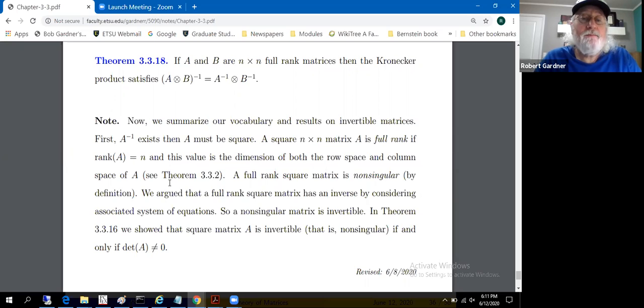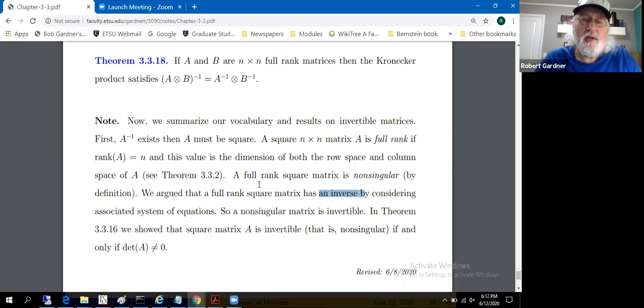We stated that as theorem 3.3.2. So we showed the dimension of the row space equals the dimension of the column space, something you probably don't do in linear algebra, but you use. A full rank square matrix is non-singular. That was our definition of non-singular. We saw later that such a matrix has an inverse. So non-singular means invertible. Singular matrices are bad by definition. They're rank deficient square matrices, and they're not invertible.